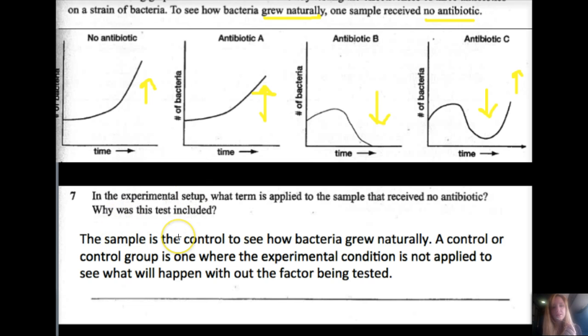The sample is the control or control group, to see how bacteria grew naturally. A control group is one where the experimental condition is not applied, to see what will happen without the factor being tested. So we do the one with no antibiotic to see what the bacteria will do naturally. Maybe we can see that antibiotic A had just a tiny bit of effect, but not enough that we would actually want to use it as a cure for the bacteria. But we know that it did have an impact because we did the control.